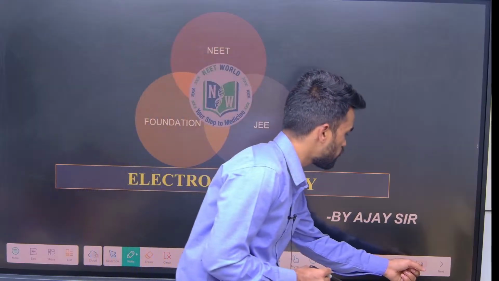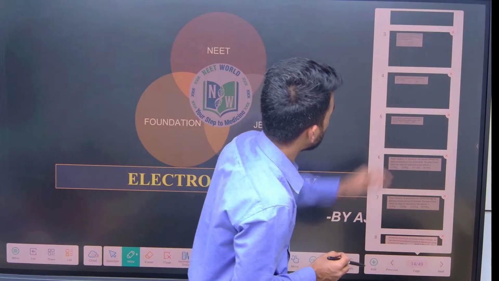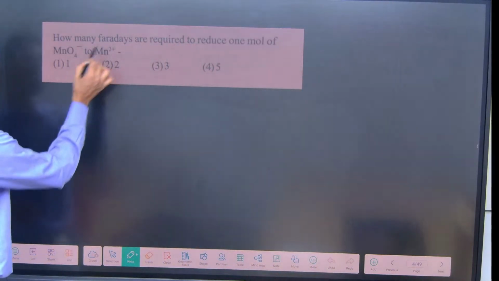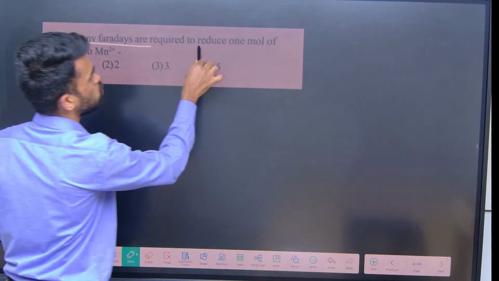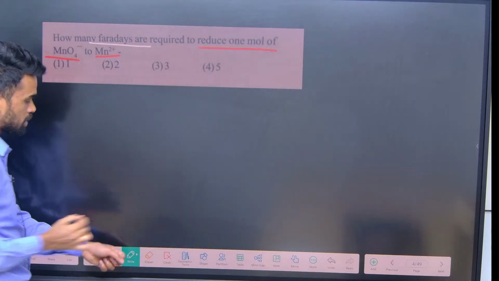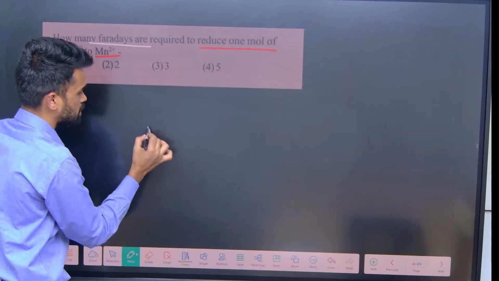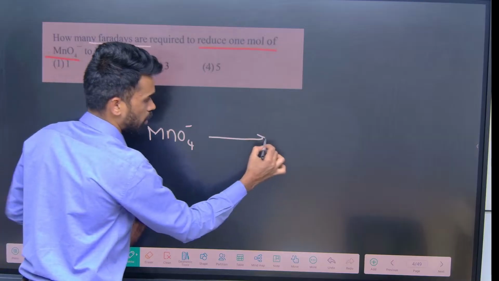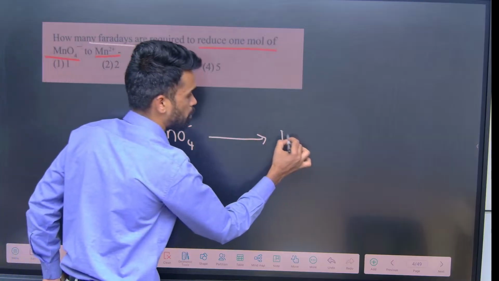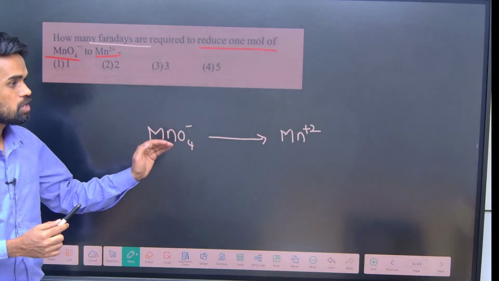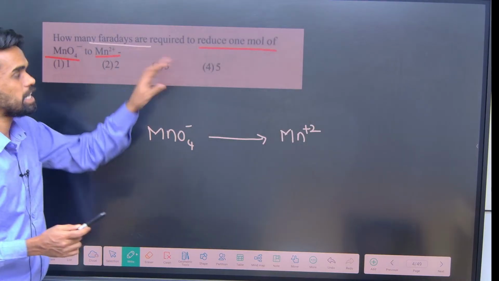Look at the first basic question. What does the question say? How many Faradays are required to reduce 1 mole of permanganate ion to manganese ion? It means KMnO4, or here just the MnO4 minus ion is given. Now this ion is converting into Mn plus 2. So in this process, how many Faradays are involved, they are asking.